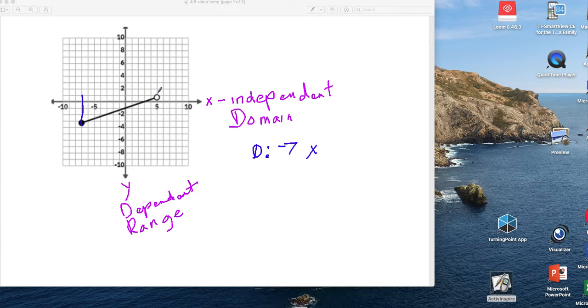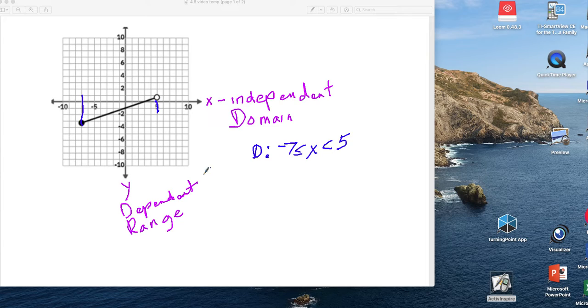And I end right here. My last value for this is right there at 5. Okay, I've got an open or a closed circle here, so this one is going to be less than or equal to. And this one is open, so this one is just going to be less than.